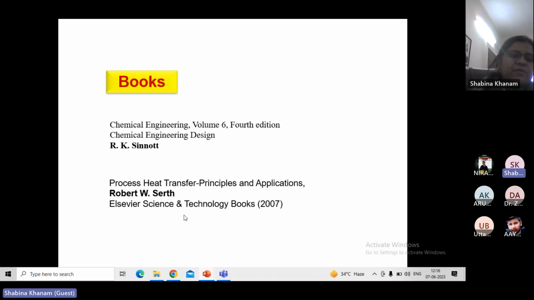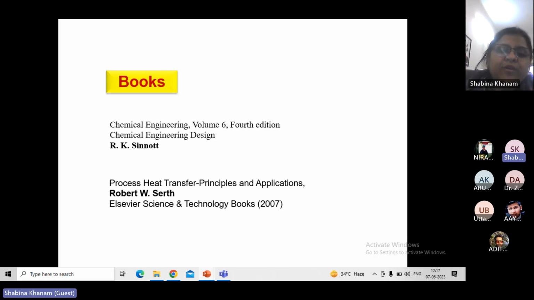And second, we will follow the RW book, which covers the basics of heat transfer. So these books will be followed for this. If you can find them, it is fine. Otherwise, let me know. I will share them, because soft copies of both books are available with me. So that is about the particular introduction.